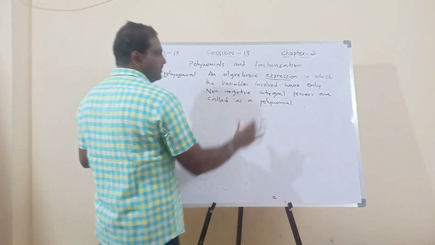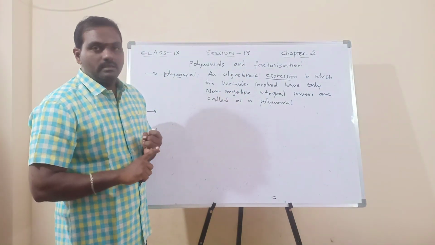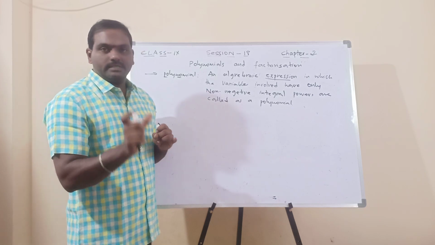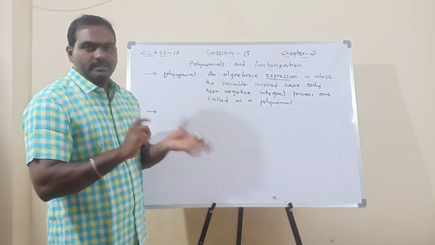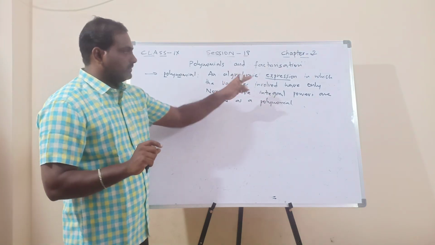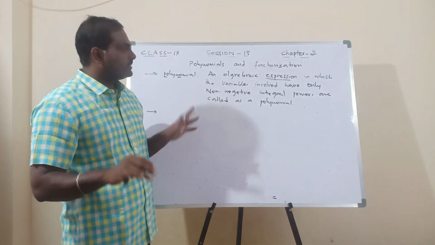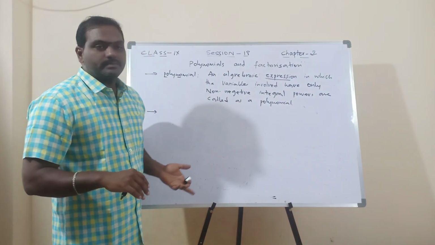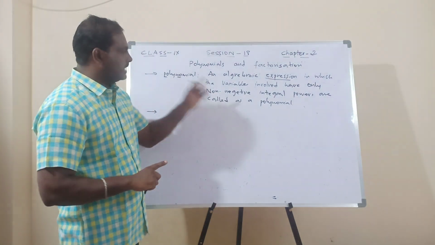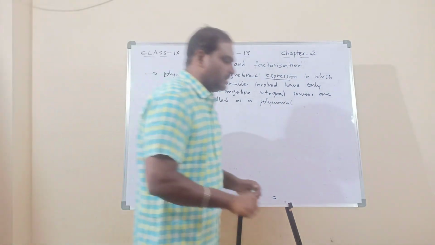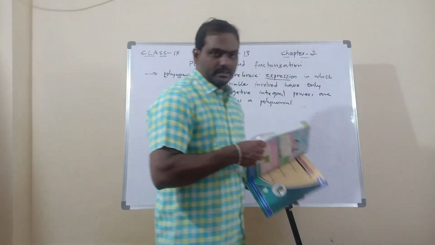So there are 3 points. The first point, it must be an algebraic expression, not an equation. The difference between expression and equation is that an equation will have LHS and RHS, equality between the expressions. So first of all, equality should not be there. And the second thing is, the powers must be non-negative and it must be integral. They are called polynomials, right? Now we'll try to understand this definition with some examples.